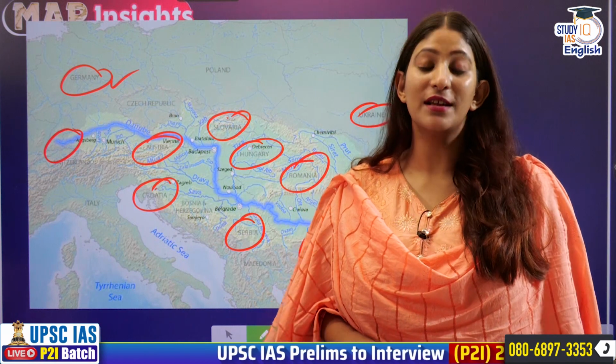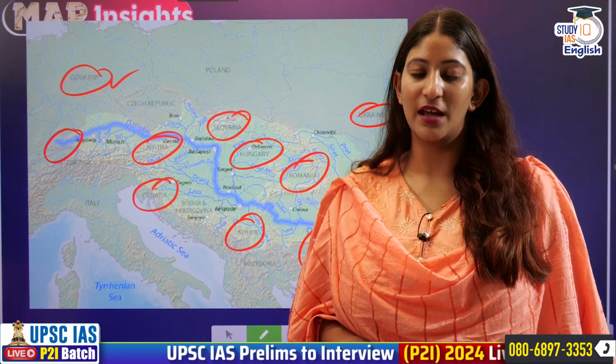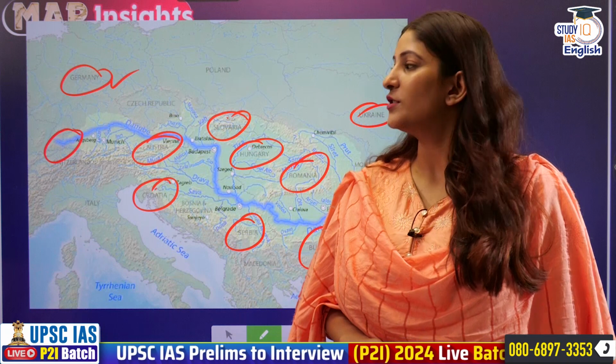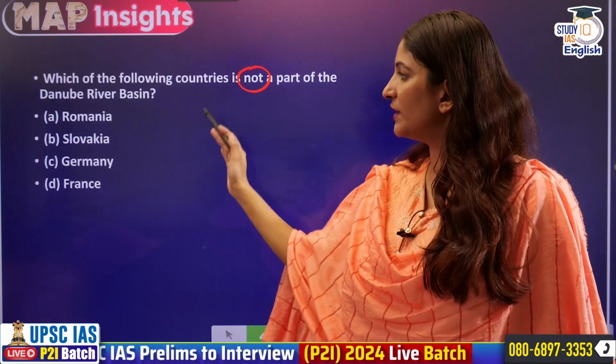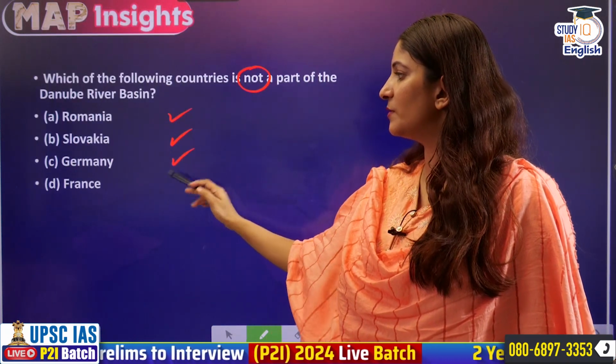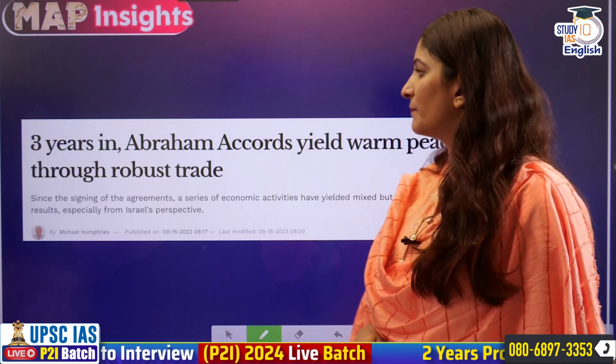The Danube River is the second longest river in Europe after the Volga. So apart from France, all the given options have a basin of the Danube. Option D is correct over here.